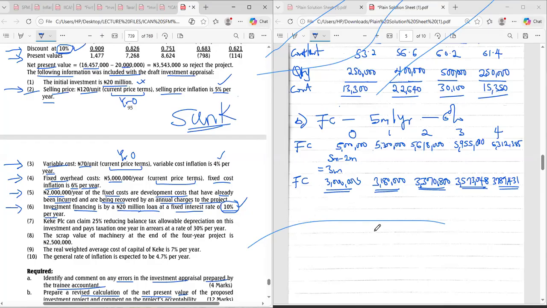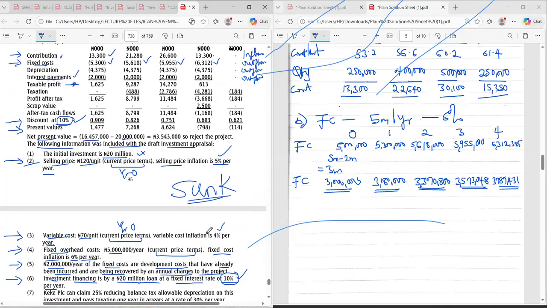Sir, looking at the question further, they said something about the real weighted average cost of capital being 7% per year, and general inflation is expected to be 4.7%. So I guess that should be what we use. Okay, let me hide that part. What do you think now?